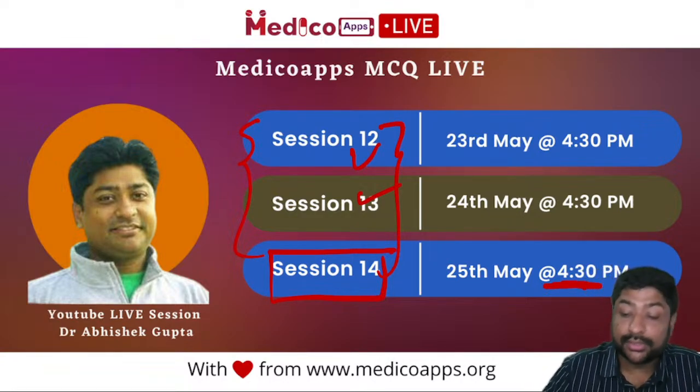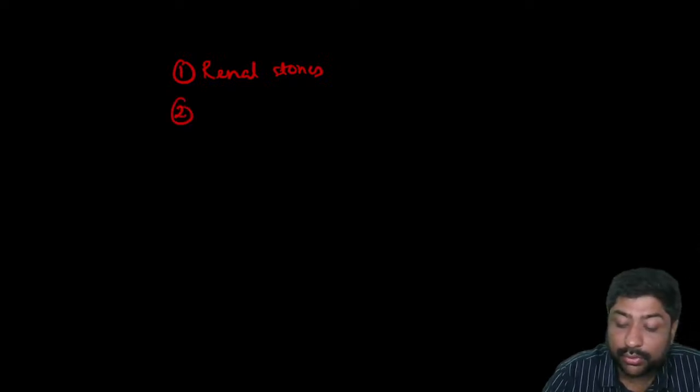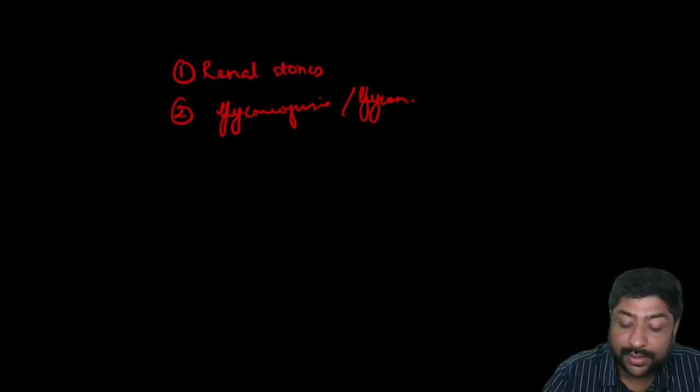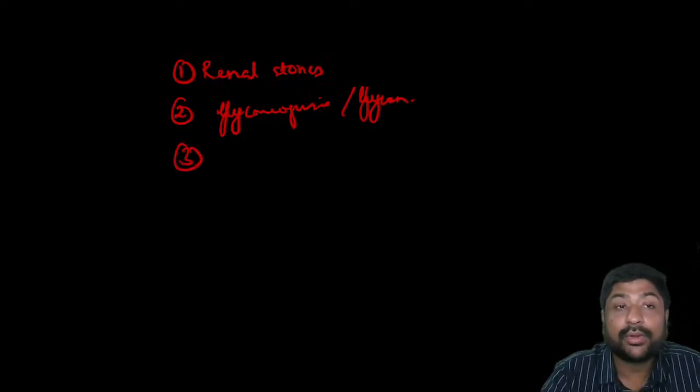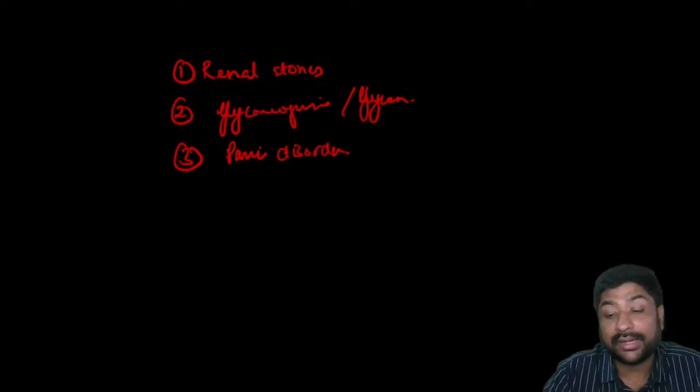And hope you have understood. So in today's session, what all did we learn? We started with renal stones, a very important topic for the exam. Then we looked at a question on gluconeogenesis and glycogen, muscle and phosphate. Very important topic. And the third topic we studied was panic attack, acute panic attack.